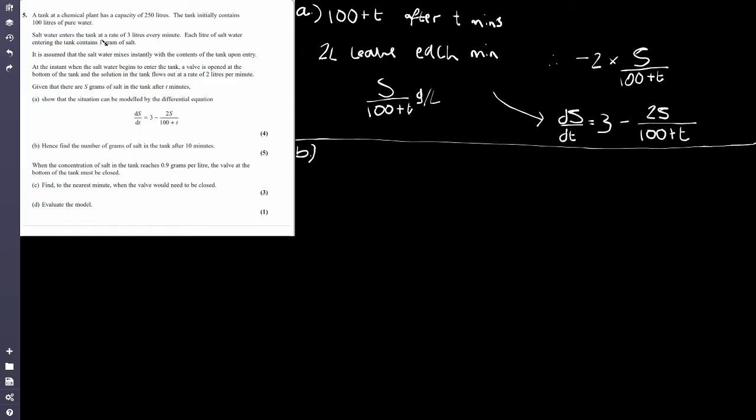We also know, like it says here, salt water enters the tank at a rate of 3 litres every minute. So this gives us the first bit here, the 3. So we can write the derivative here as being equal to 3, because it enters at 3 litres every minute for the salt water. And we're going to minus off this part here, the salt concentration. So that's minus 2, because we take out 2 litres per minute. So it's minus 2 times the concentration that we had here, which gives us our derivative here.